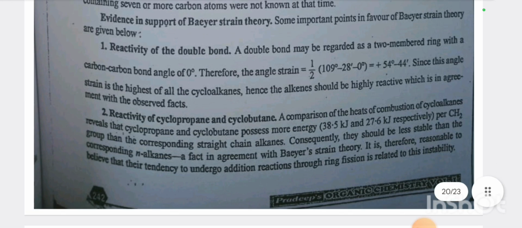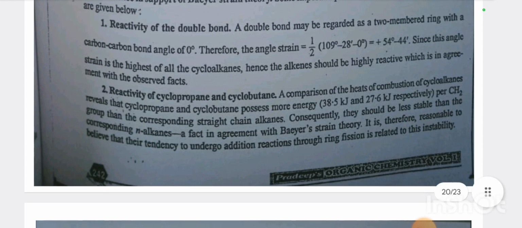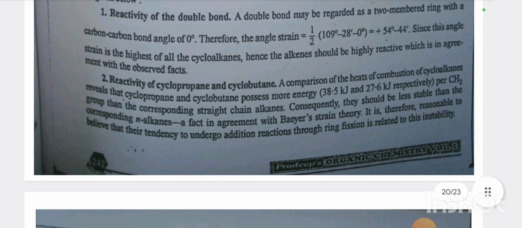Some important points in favor of Baeyer's strain theory. Reactivity of the double bond: a double bond may be regarded as a two-membered ring with a carbon-carbon bond angle of 0 degree. Reactivity of cyclopropane and cyclobutane.